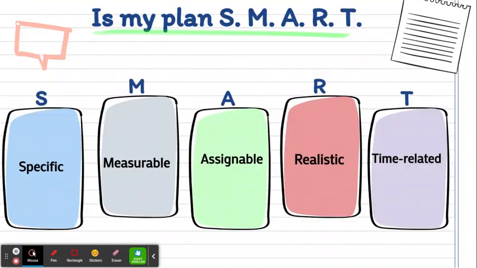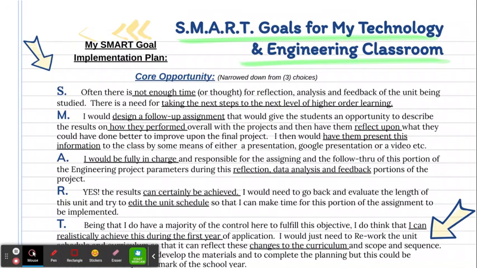Well, it has to be a goal that's specific, measurable, assignable, realistic, and time related. So we're going to refer back to this in a moment. Now, I have a lot of information on here. I'm going to just give you some of the highlights. So my first core opportunity that I wanted to solve was there's not enough time typically in our tech ed classes for a portion where we go back and we reflect and we analyze what we've learned and take it to the next level of higher order thinking. And that's a problem that I've had for many years now, and I'd like to try to work with that.